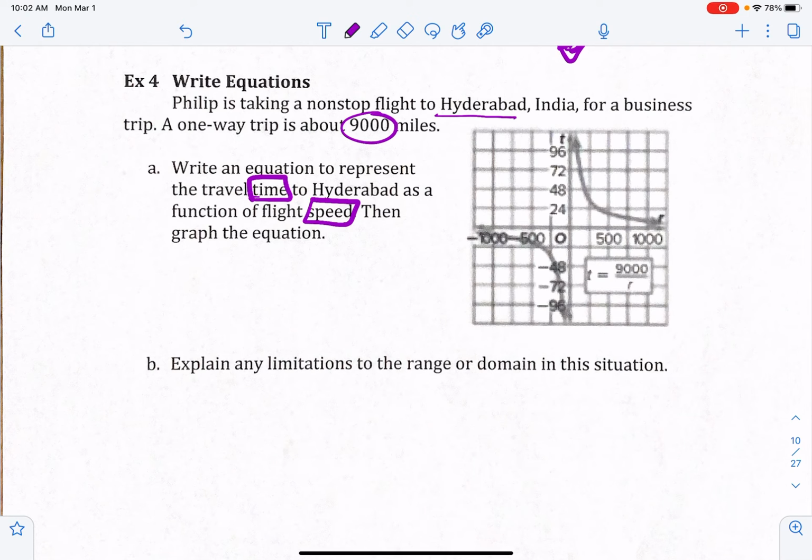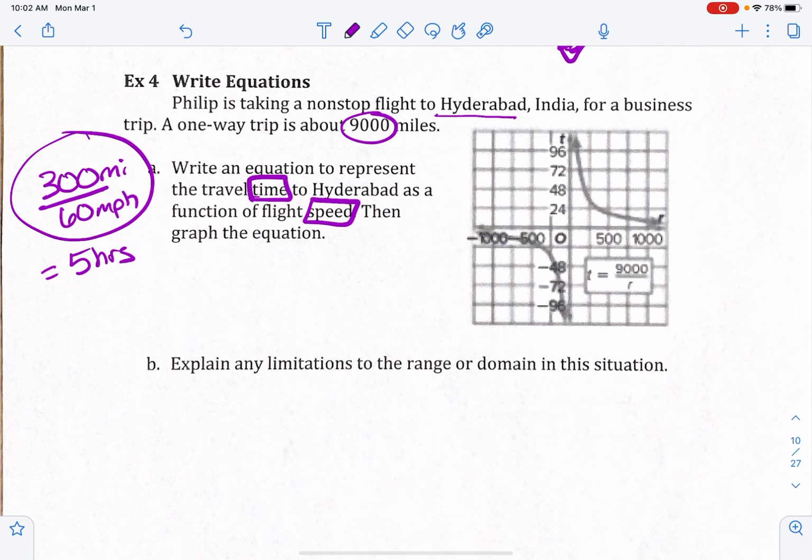So basically, the time that it takes you to get there is going to depend on how fast you're going, right? If I have a 300-mile trip and I'm going 60 miles an hour, I would divide that by 60, and that means it's going to take 5 hours to get there, right? 300 miles, 60 miles an hour, it's going to take 5 hours to get there, assuming I don't take any stops, but whatever, okay? So what we've done here is we've taken the distance and divided by the rate, and that's equal to the time.